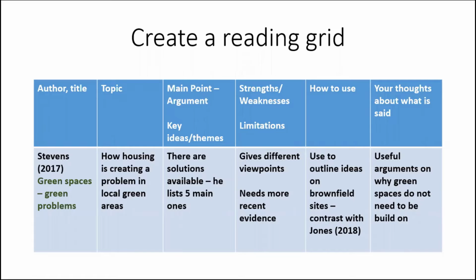And that's good, yeah? So rather than getting to the writing cold, you're coming to it warmer, so to speak, because you're making connections in the reading grid. That's what I mean. So in this grid, you can see we've got different headings: author, title, topic, etc. And we've got an example below it. So the author title is Stevens, that's the book.